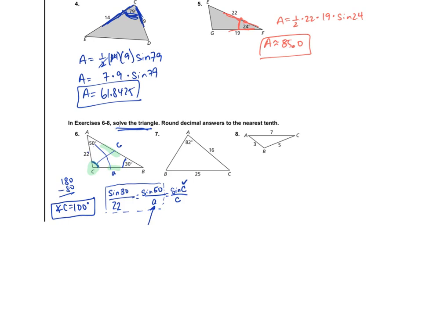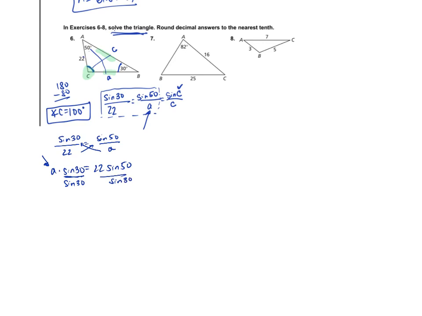So let me break this ratio apart. I'm going to move this even further up here. Let's break this ratio apart, and we're going to say the sine of 30 over 22 equals the sine of 50 over a. So I use the law of sines here. Cross multiply, I'll get a times the sine of 30 equals 22 times the sine of 50. To solve for a, I can just divide each side by the sine of 30.